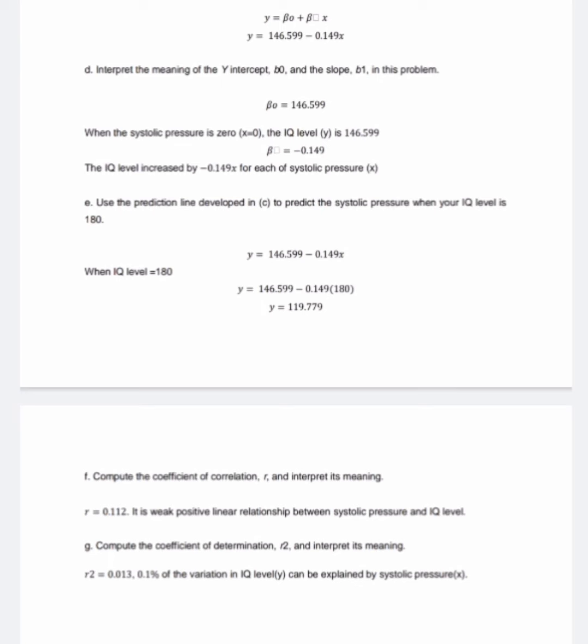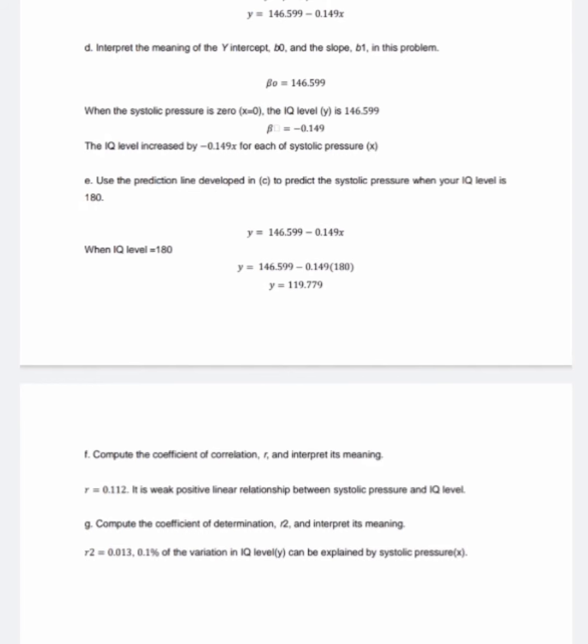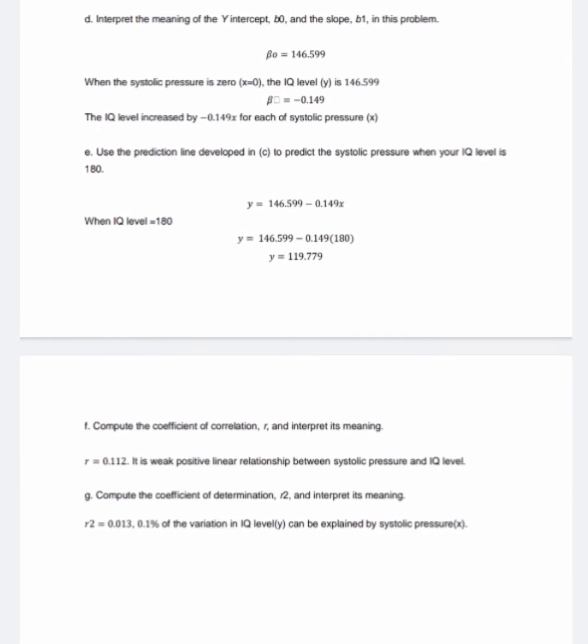Beta naught is equal to 146.599. When the systolic pressure is 0, which is x equals 0, the IQ level, which is y, is 146.599. Beta 1 is equal to negative 0.149. The IQ level changes by negative 0.149 for each unit of systolic pressure x.